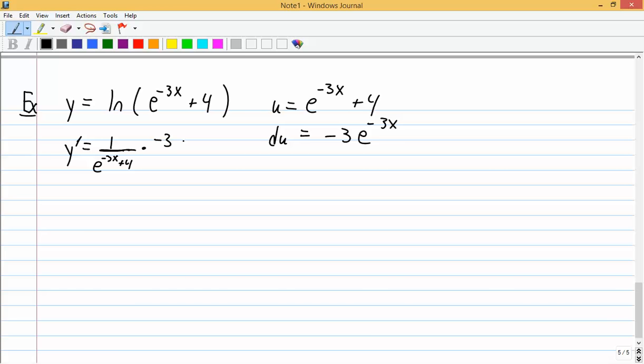So that's negative 3 e to the negative 3x. So that's going to be negative 3 e to the negative 3x over e to the negative 3x plus 4. And you cannot cancel out because of the plus 4. If you had a product, you could cancel out, but there are no products, so you need to leave your answer like that. So make sure with natural logarithms that when you take the derivative that you use the appropriate formula, 1 over u du.